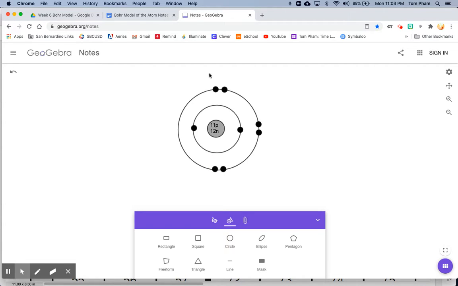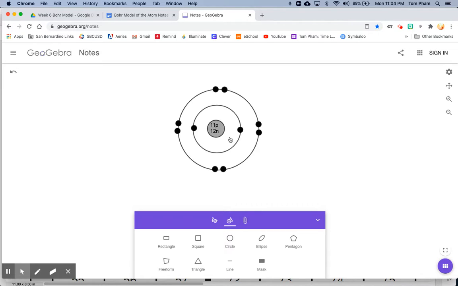So now I have 6 and I can hold up to 8. That means I need 2 more. So let's add 2 more. There's 1 more, and that would give me a total of 8. So now I have a total of 10 electrons, 2 in the first energy level and 8 in the second energy level, but we know that sodium needs to have 11.